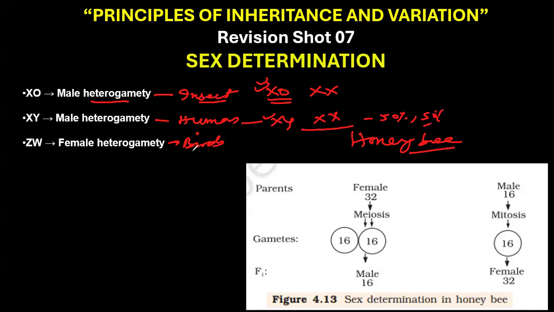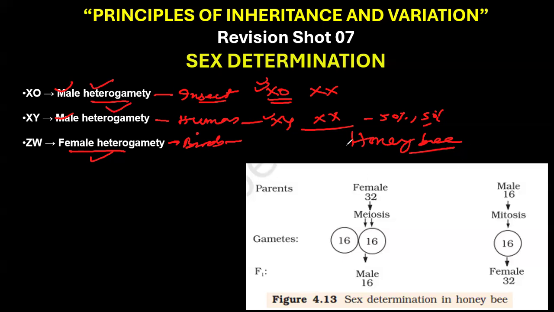And then in case of the birds, you have female heterogamety. This is an exception where you have female heterogamety. Other two, insects and human beings, which are given in your textbook, are having male heterogamety. But in case of these birds, you have female heterogamety, where female will determine the sex of the child. Here, male is determining the sex. Here also male is determining the sex. Here, female is determining the sex of the child. So this is easy stuff.